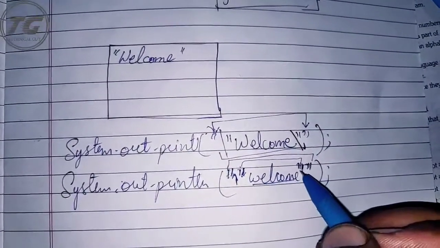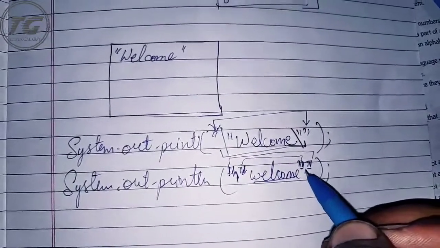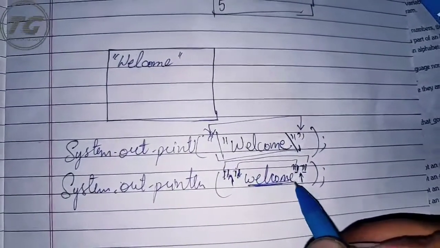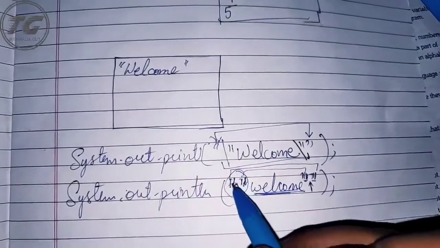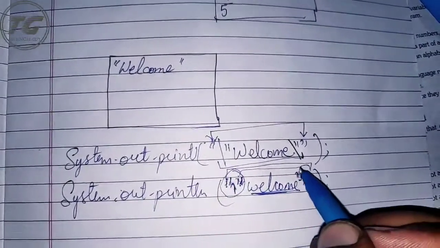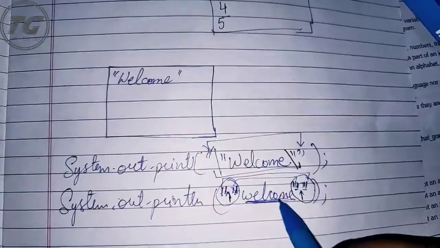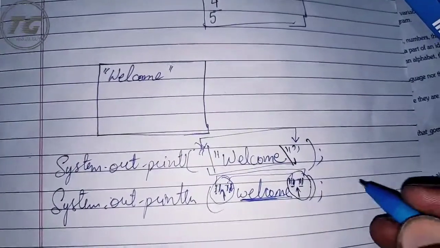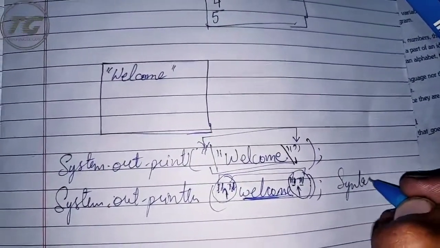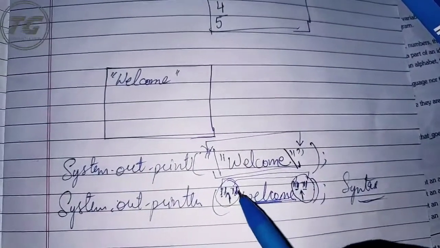Then this Welcome is not within the double quotes, because again there is an opening and closing, and within these two double quotes nothing is there. So Welcome is not a string now. A string is anything enclosed within opening and closing double quotes. Welcome is not written inside double quotes, so that will be a syntax error in Java.